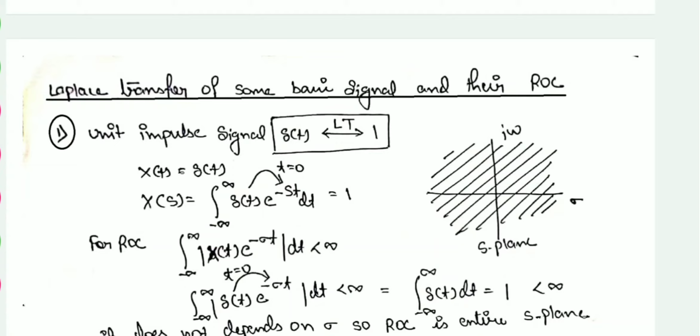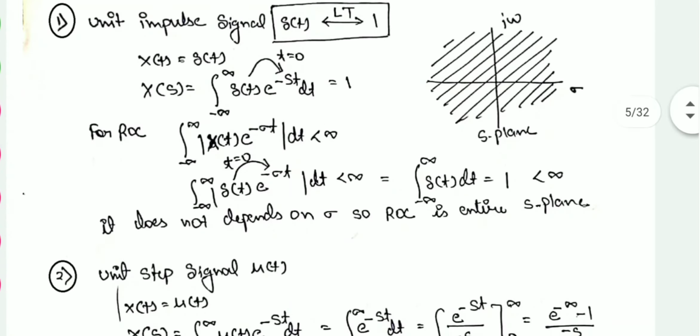But the next question is about the ROC. What is the ROC of the system? For this, we know that the ROC is defined where this integral converges, that is, is less than infinity. For the ROC, we find the integral of the magnitude of x(t) e to the power sigma t, and when we put delta t, with t equal to 0 substituted, this equation becomes 1, and it does not depend on any value of sigma.